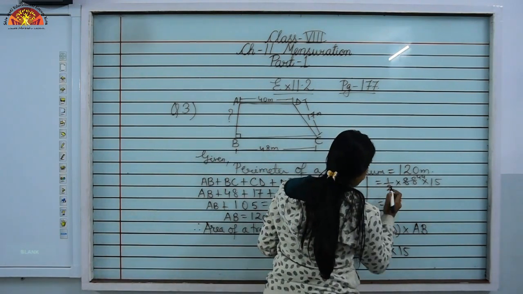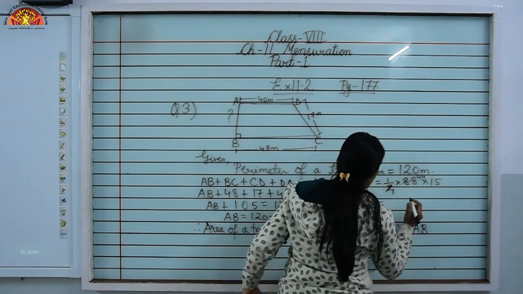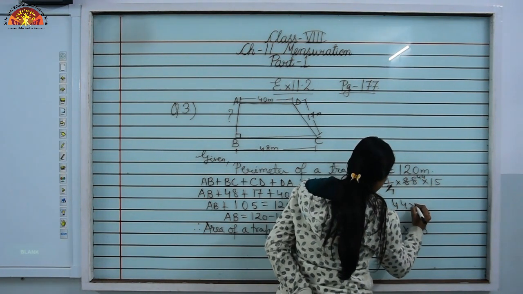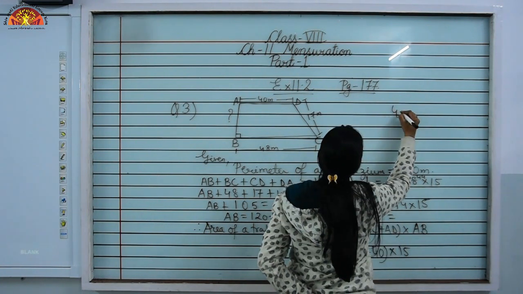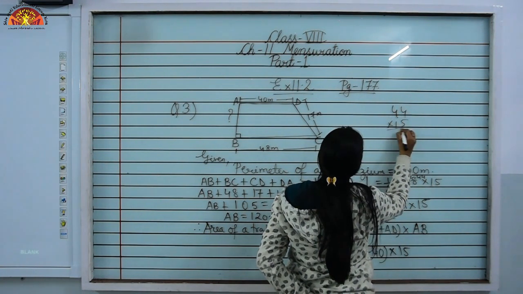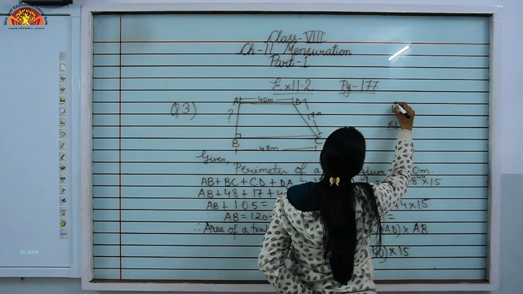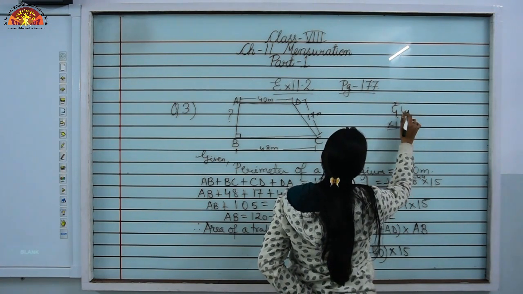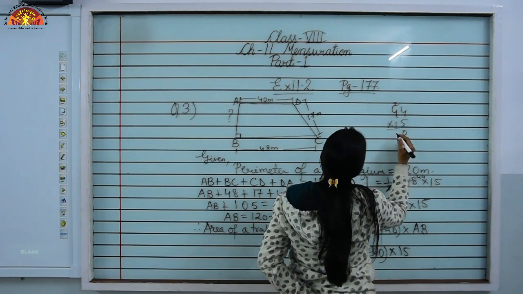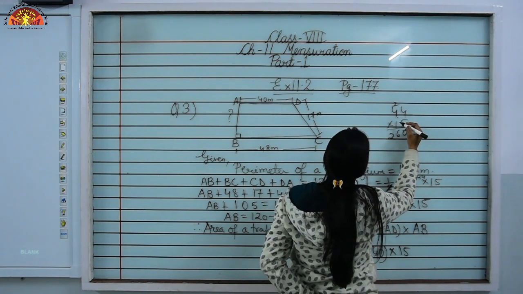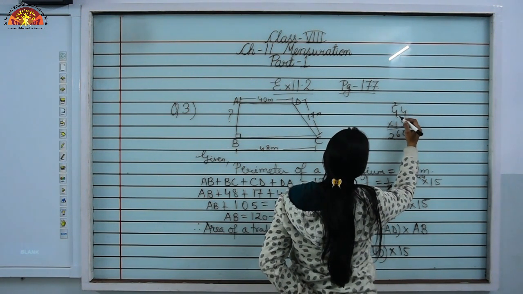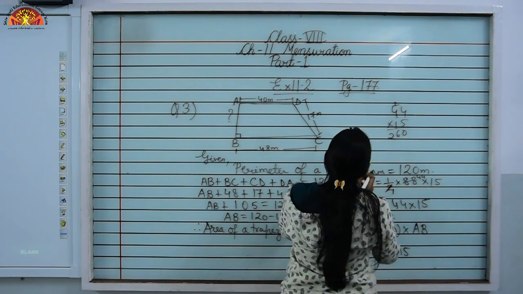You can just simplify. So 2 ones are 2, 2 fours are 8. That is 44 into 15. Now you can just get the value. So 44 into 15. So 5 fours are 20, 5 fours are 20 plus 2, 22 plus 4, it comes out to be 26. Now again 1 fours are 4 and 1 fours. Here you can just calculate the value.